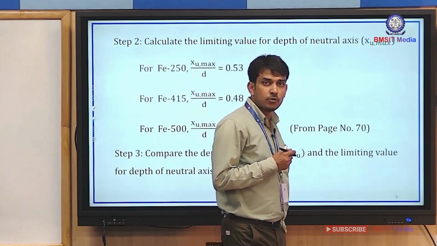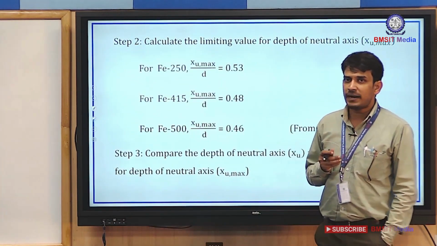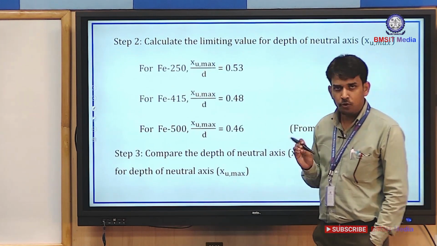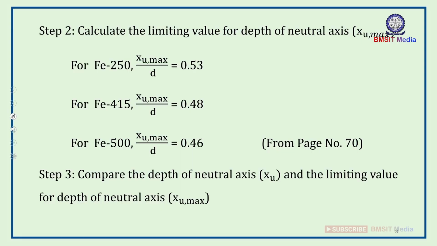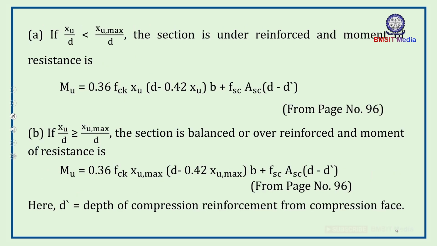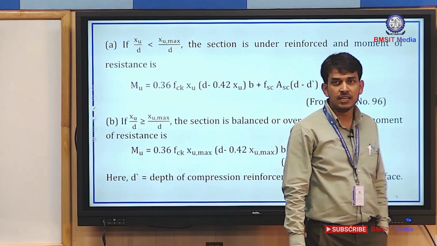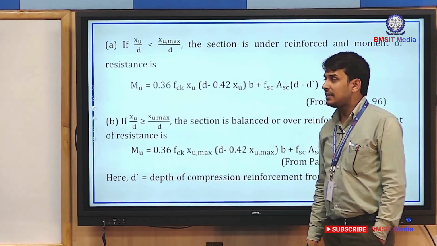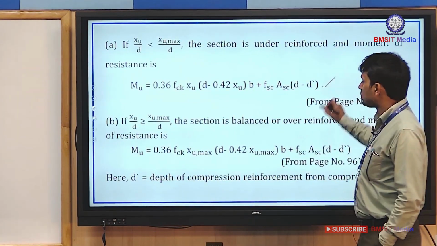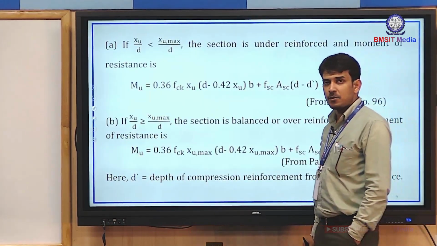In the third step, we will compare the value of XU by D with XU max by D, or XU with XU max. On the basis of that we are having three conditions. The first condition is that the section is an under reinforced section when XU by D is lesser than XU max by D, and then we calculate the MU, the ultimate moment, by using this formula.